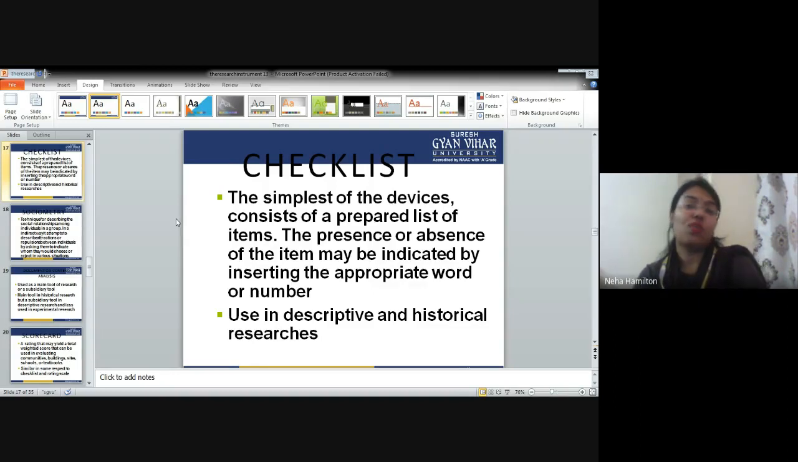The simplest of all the devices consists of a prepared list of items. The presence or absence of the item may be indicated by inserting the appropriate word or number.